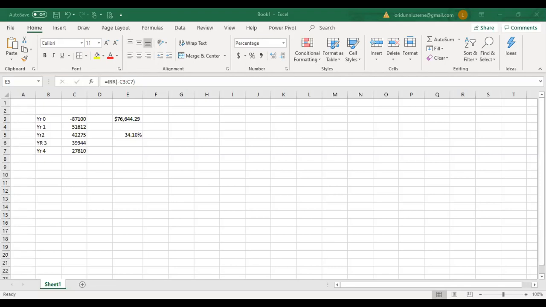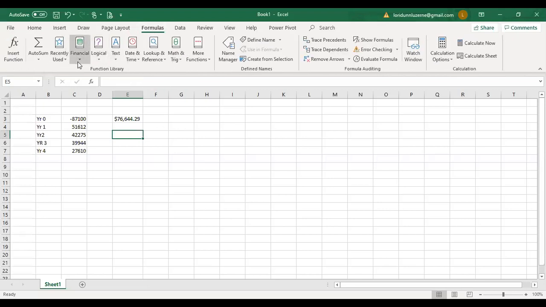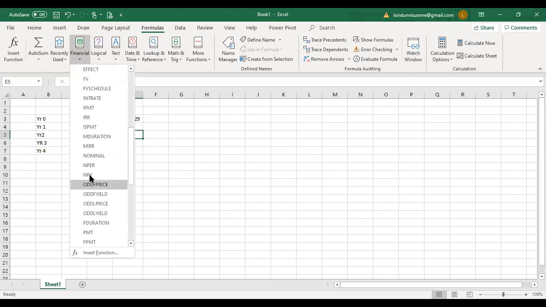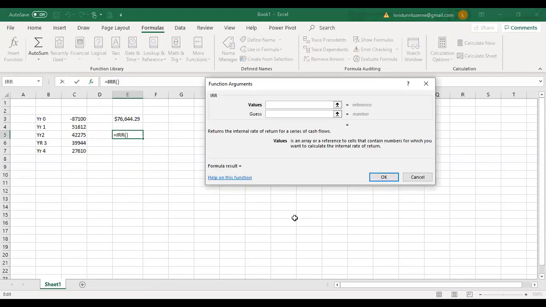I'll figure it out. I'm not going to drive you guys crazy right now. When in doubt, we could also use the formula box. Maybe it'll tell me in here. It's the rate of cells that contains numbers for which you want to calculate the internal rate of return. There is C3 to C7. What's the problem?